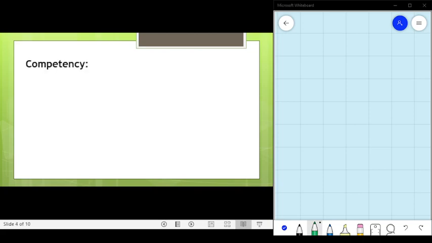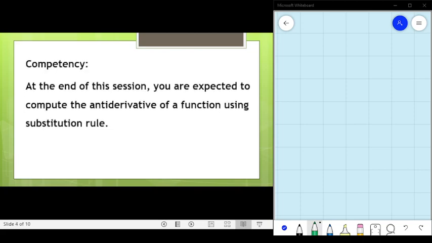The competency. At the end of this session, you are expected to compute the antiderivative of a function using substitution rule.